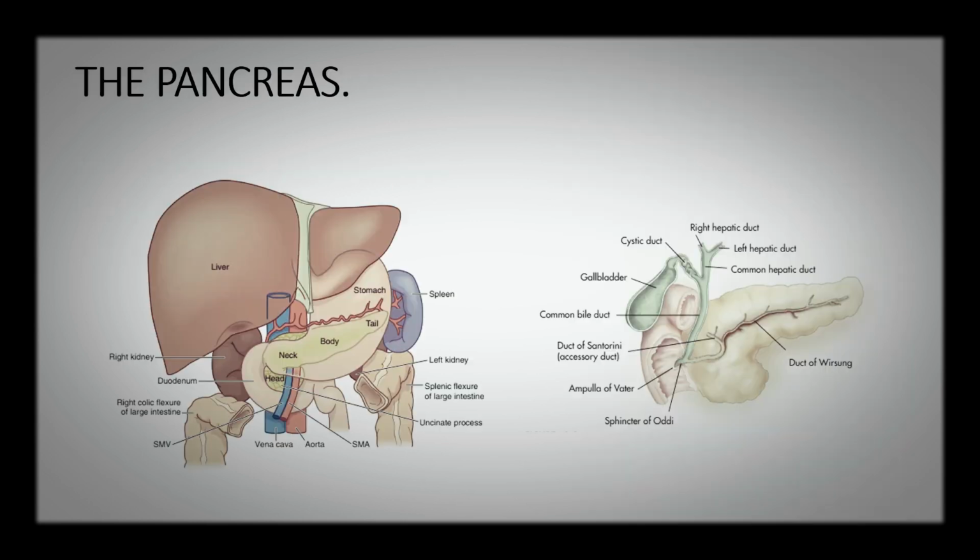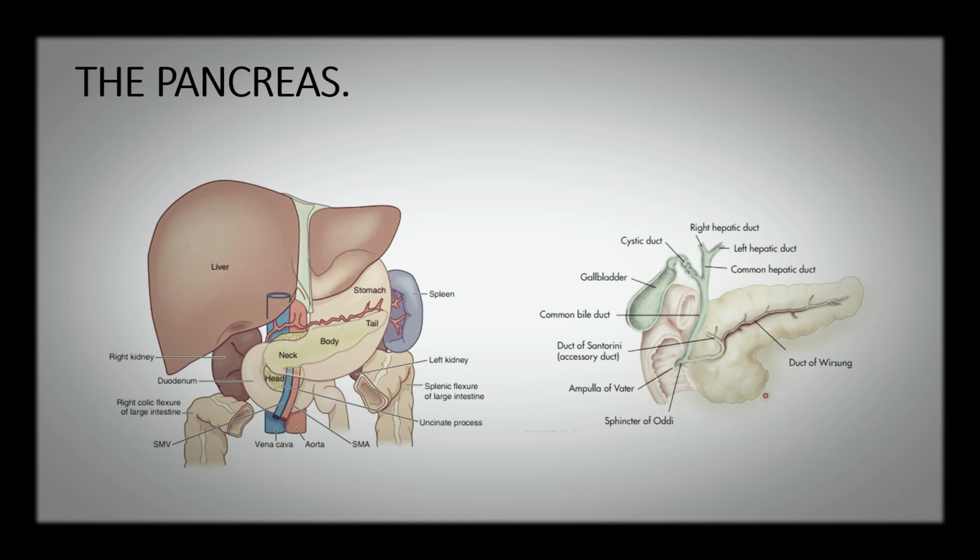Alright, so that was the inferior vena cava. Still we can continue with the pancreas. In this image we can see this yellow painted structure. This is the pancreas. This is the head. You can see the neck, the body, and the tail.